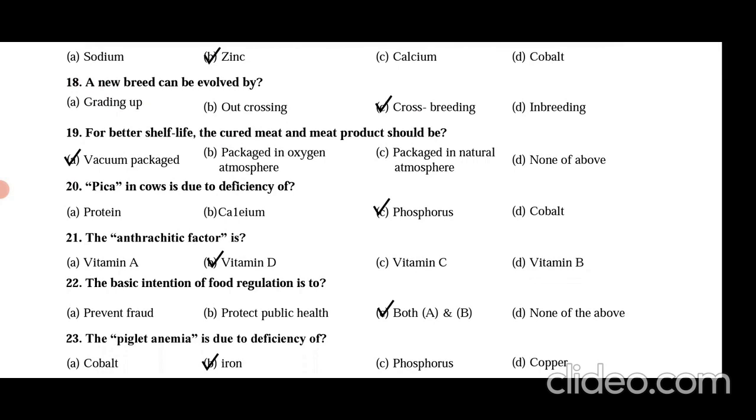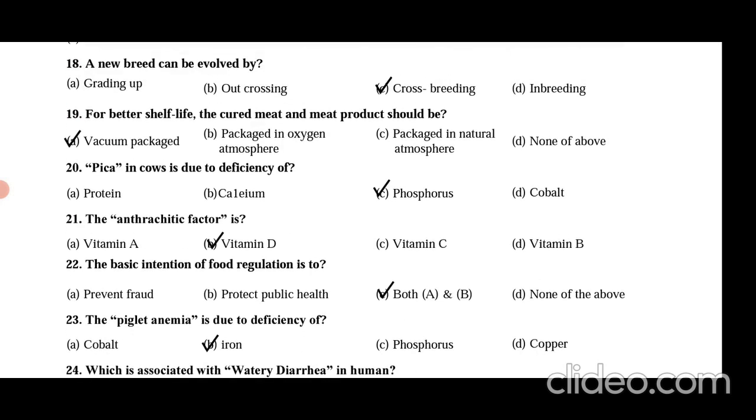The basic intention of food regulation is to prevent fraud and protect public health. Both are the intentions of food regulators. Piglet anemia is due to deficiency of iron. Iron deficiency causes piglet anemia.